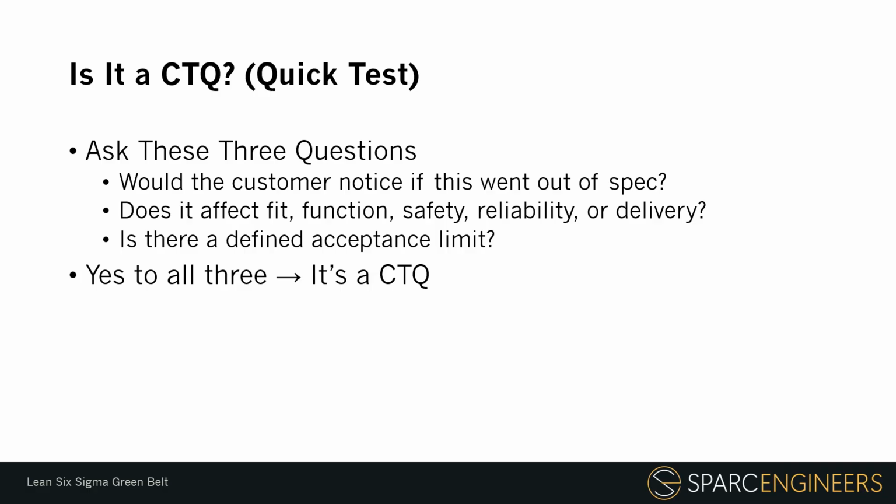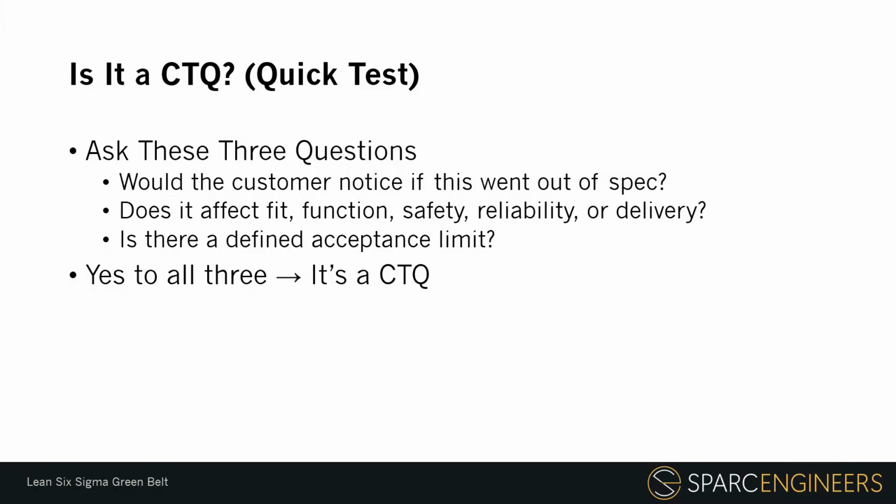For example, if a part dimension affects assembly and has a defined tolerance, that is a CTQ. If a cosmetic requirement affects customer acceptance and has a defined color or finish standard, that is a CTQ. If a delivery requirement is part of the customer expectation or contract, that can also be a CTQ. This quick test helps separate true customer requirements from internal process measures. Again, internal measures still matter. But CTQs deserve special attention because they define what the customer considers acceptable.